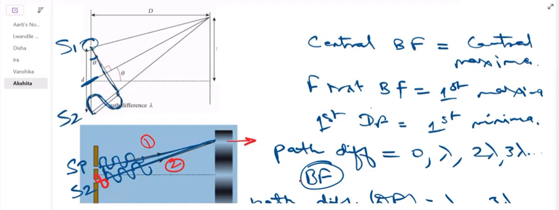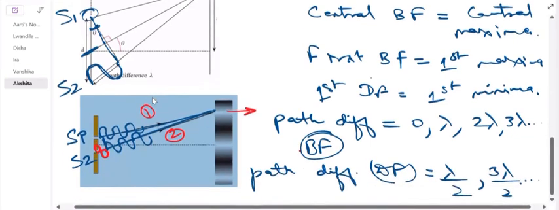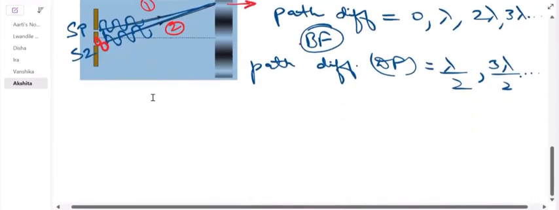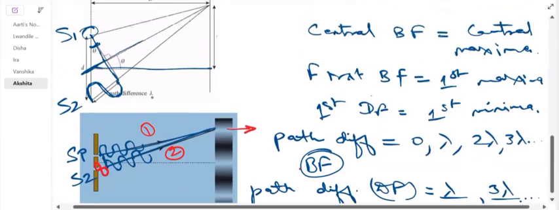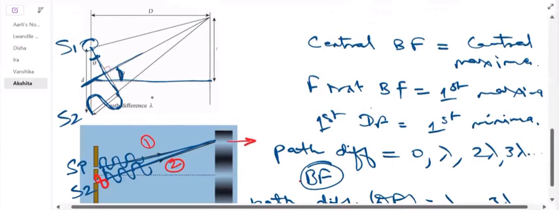This is a path difference. So this angle is, suppose, theta. Understood or not? Yes, ma'am. Okay. Similarly, over here also you will see that it had traveled this much distance. So from the central bright fringe, let's say the angle is theta.